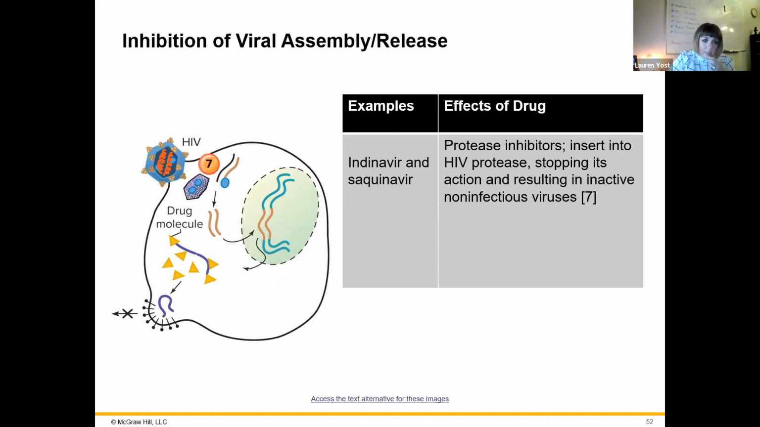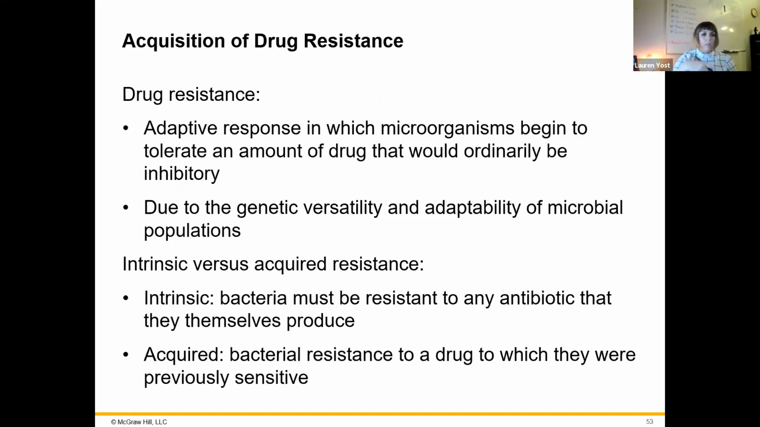Now we have viral assembly and release drugs. This would be indinavir and saquinavir. These are protease inhibitors. These typically cut up the proteins that are made as a product of reading the mRNA for HIV, and so it cuts it up into usable pieces. And if it can't cut it up into usable pieces, it can't use the pieces, and therefore it's not going to be an active virus.